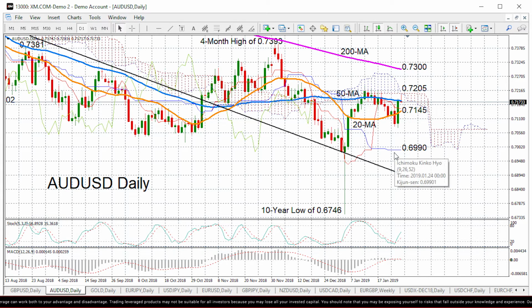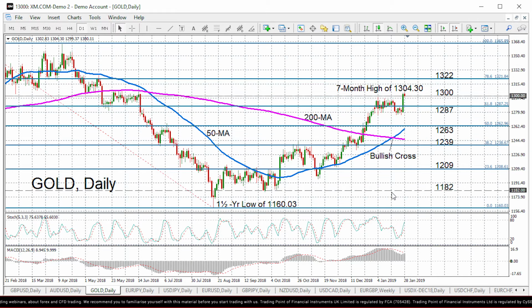That's where the Kijun trend line has currently a flat line, and below that we could see the pair heading towards this long-term descending trend line. So at the moment that lies at the 0.69 handle. If we were to see Aussie dollar breaking back below that descending trend line, we could see the resumption of the longer-term downtrend. And our final instrument for today is gold.